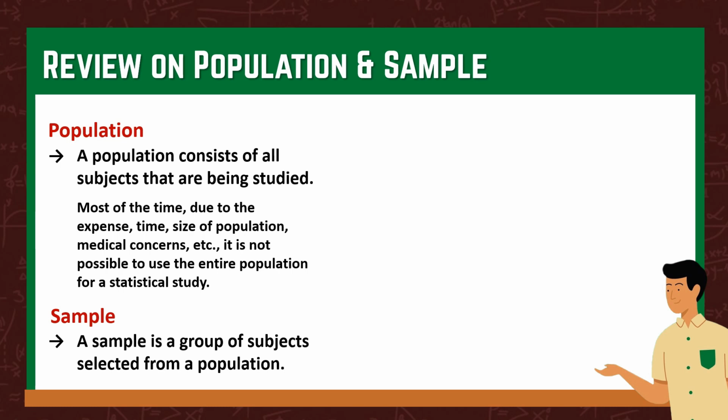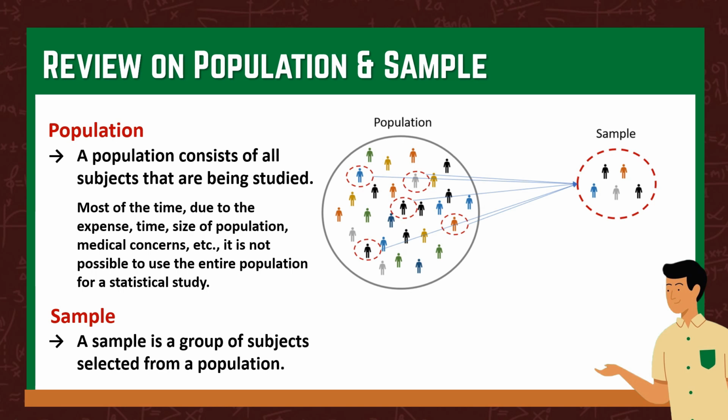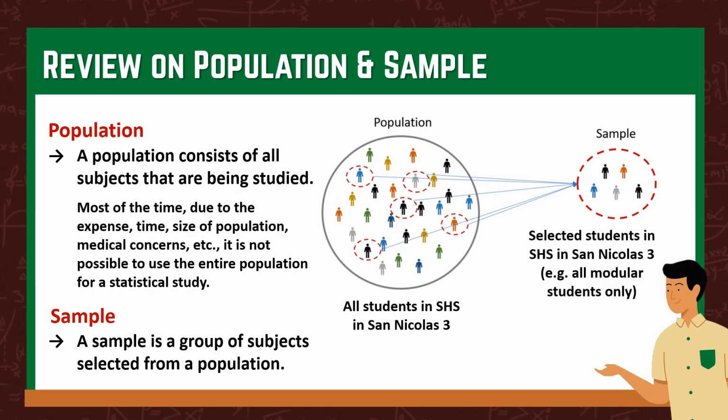Let's have an example. Kung ang population ng ating study o research ay lahat ng students sa senior high school in San Nicolas 3, ang ating magiging sample ay selected students in senior high school in San Nicolas 3. So maaaring lahat lang ng modular students o di kaya lahat lang ng online class students.